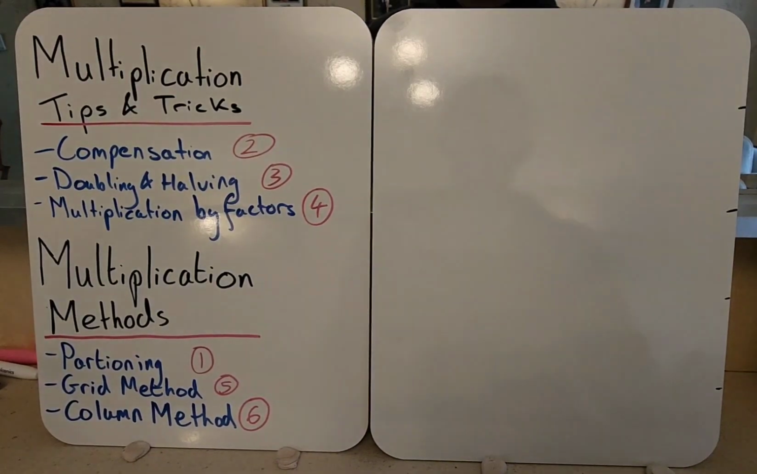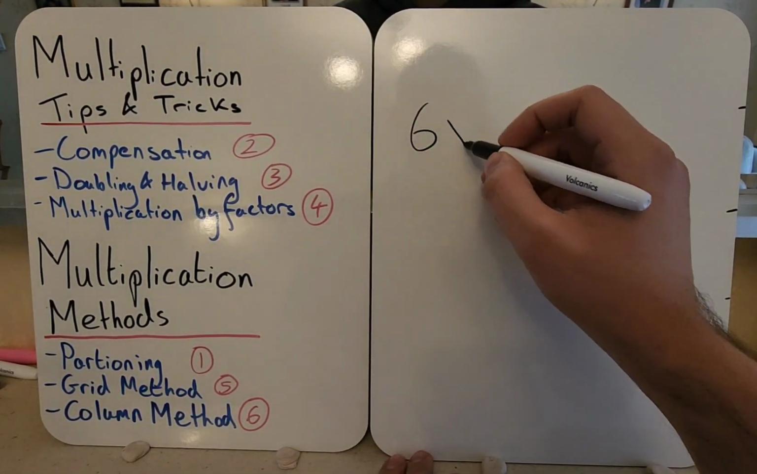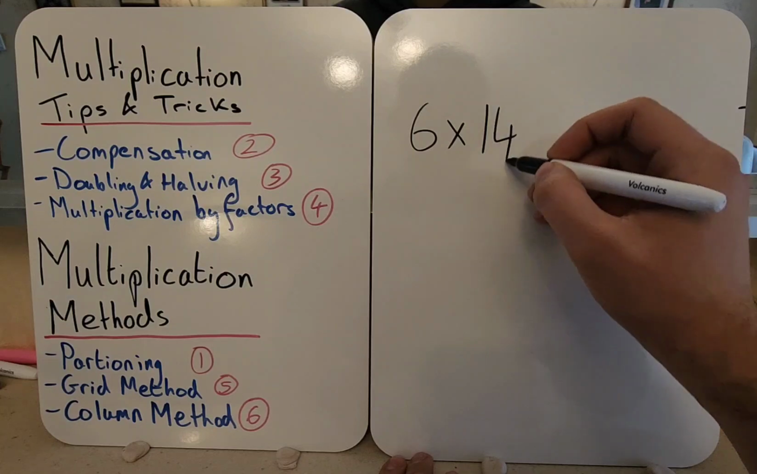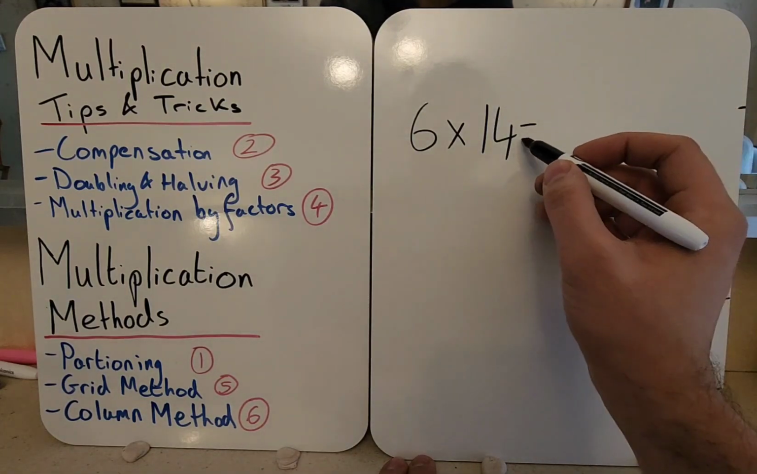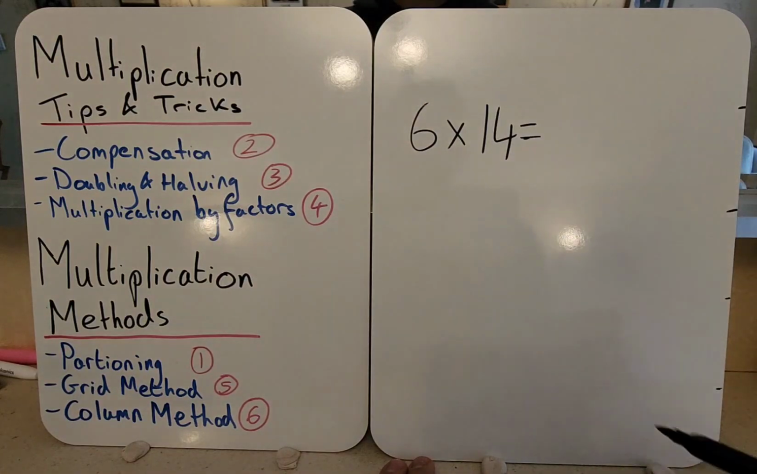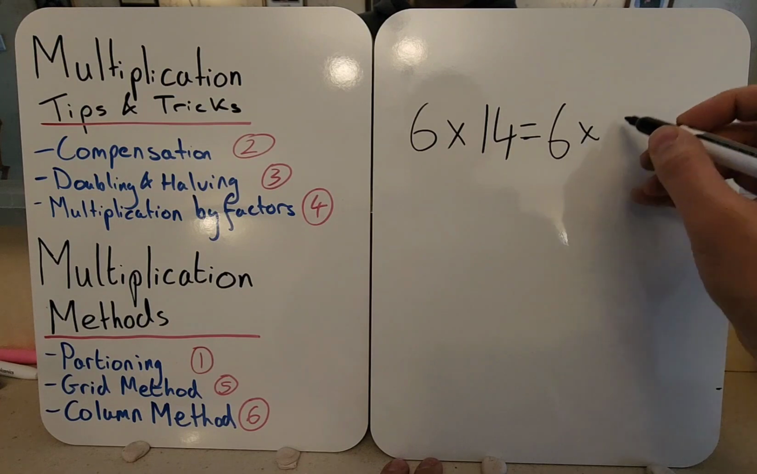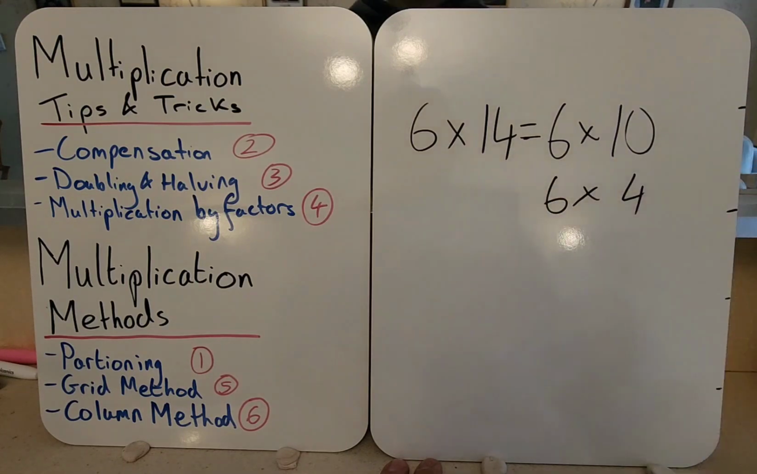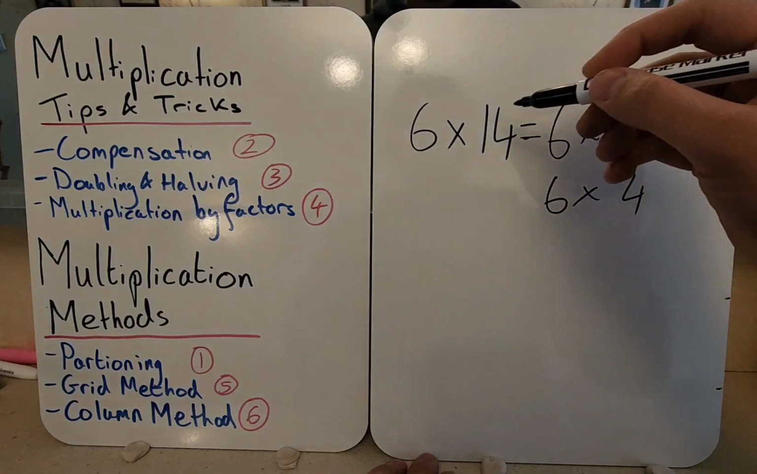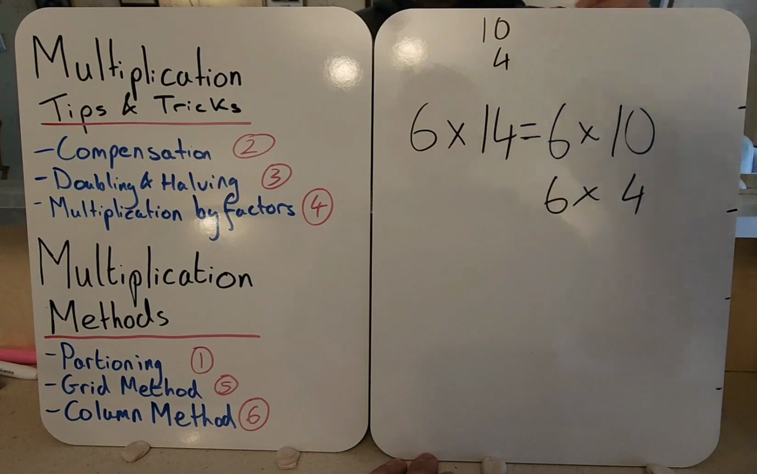So let's start this off with an easy to use example. Let's look at a single digit number, 6 times 14. Some of you might be able to do this one already. Some of you might need to use the partitioning method. I can write this as 6 times 10 and 6 times 4. Well, what have I done there? I've taken 14 and I've split it into 10 and 4.